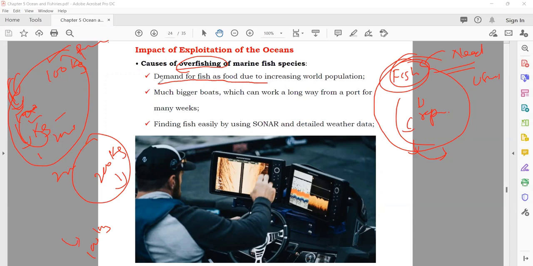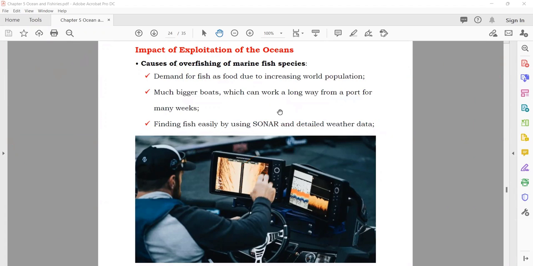The causes are demand for fish as food due to increased world population, much bigger boats which travel a long way, and finding the fish easily by using different devices. Before, people didn't have big ships to take to the ocean, and they caught only the fish nearby the coastal areas. They didn't have machines to find where the most fish are, and they didn't have modernized nets. Now, due to new technology, all the fish are within human reach, and due to that, overfishing happens.